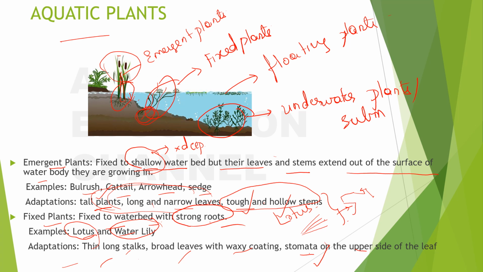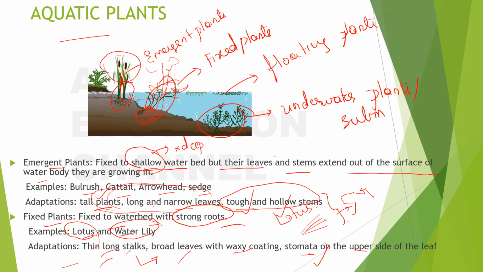Why did they have thin and long stalks? Just think. Whenever you see a lotus, won't you see it just sitting on the top layer of the water, right? It won't go beyond the surface and stand up like this, right? No, they'll be just sitting here.